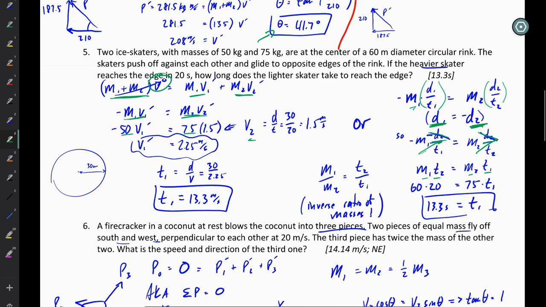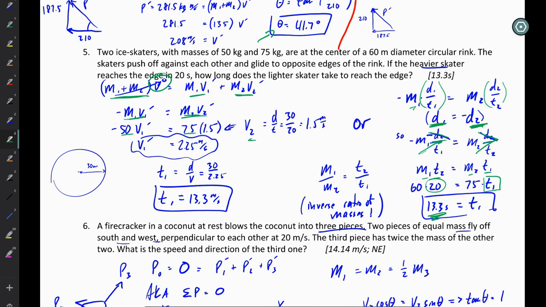Rearrange and solve for the thing we know. So we have T2. We know the amount of time that the 75 kilogram person took to reach the edge. That tells us that the other person is going to get there in less time. As you might expect, the person with less mass is going to go faster. They will reach the edge of the rink in less time.